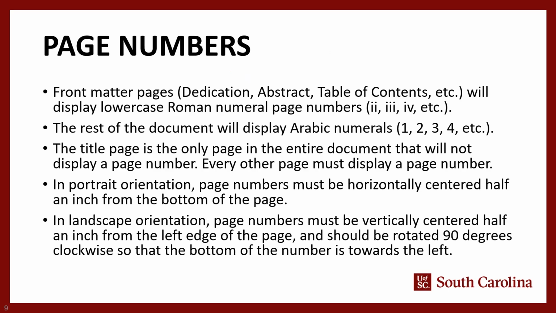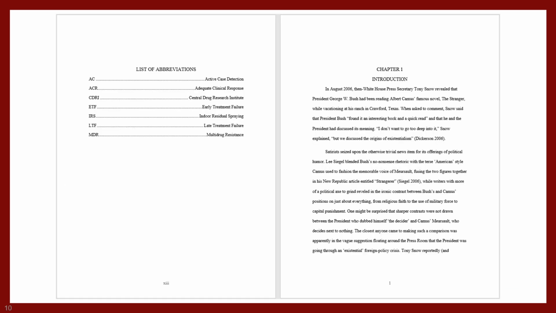There will be 2 pagination sequences in your document. The front matter sections in the beginning of the document will display lowercase Roman numeral page numbers, while the rest of the document will display Arabic numerals, beginning with the first page of the introduction or the first chapter. Wherever your writing actually begins, that is where you should begin the Arabic numeral sequence at 1. The only page in the entire document that will not display a page number is the very first page, the title page. Every other page in the document must display a page number.